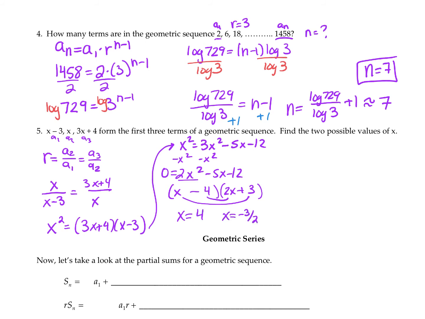Now in this case, either of those could work. So I know that those are both of my possible values of x. Notice they say values, so that kind of gives us a hint there's going to be more than one.